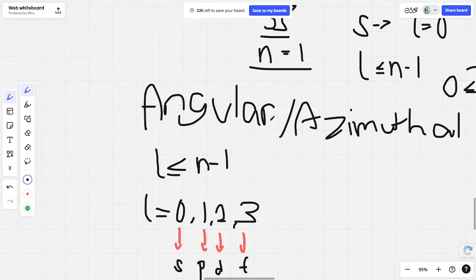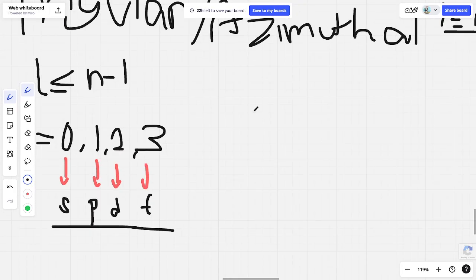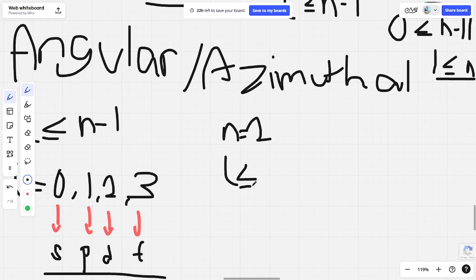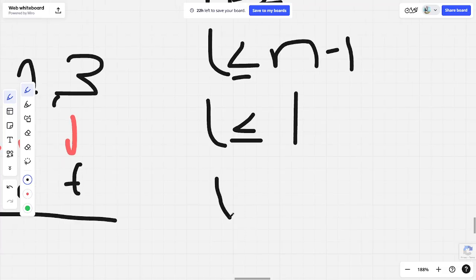Anyways, so for example, let's have n equal to 2. So L is less than or equal to n minus 1. So L is less than or equal to 2 minus 1, which is just 1. So the possible values of L here are 0 and 1.